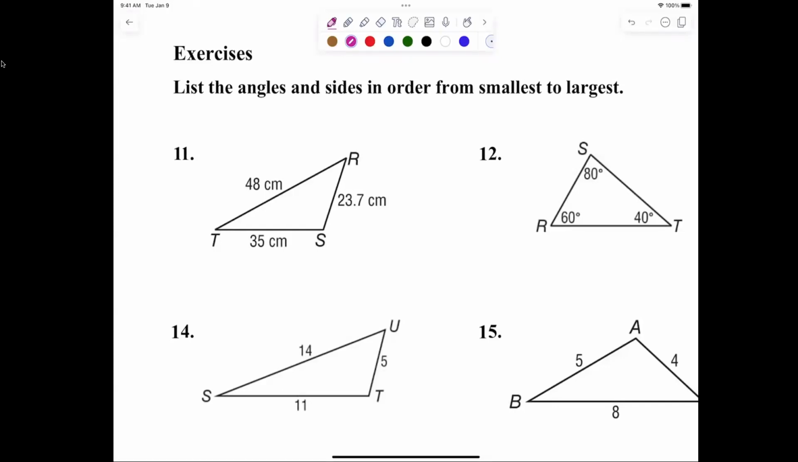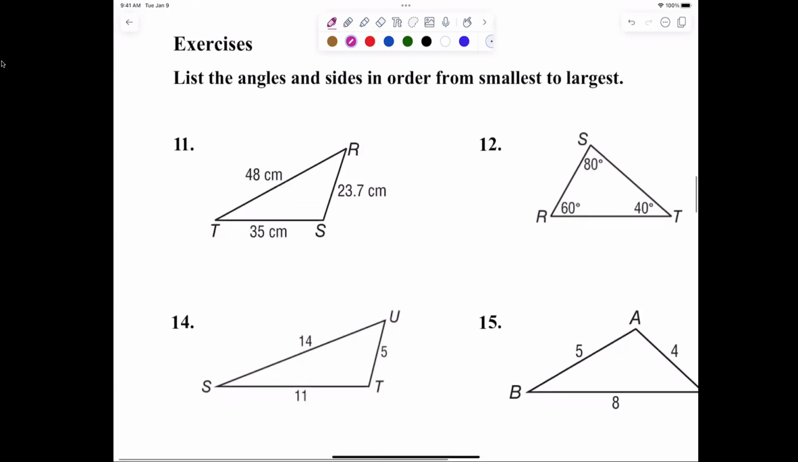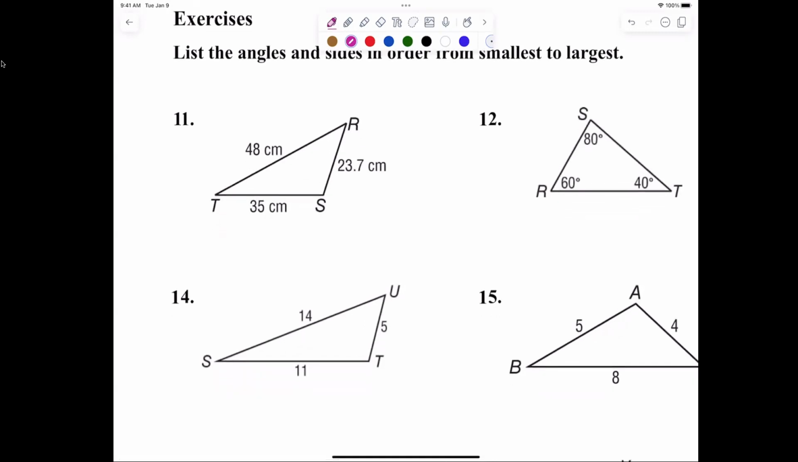All right. So in this case, the smallest angle is going to be what? Angle T. The middle angle would be what? Angle R. And the largest angle is what? And you know what? Even if you don't know the rule, for goodness sakes, you could look at that and say, well, angle S is what? Bigger than all of them. Right? That's the nature of it.